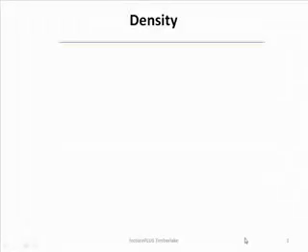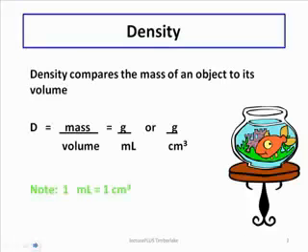Let's talk about density, one of our properties of matter that we're looking at in this unit. Density is the relationship between the mass of an object and its volume. So mass divided by volume is density. And typical units that we use are either grams per milliliter or grams per cubic centimeter. Note that the numerical values of these densities would be the same since a milliliter and a cubic centimeter are the same volume.